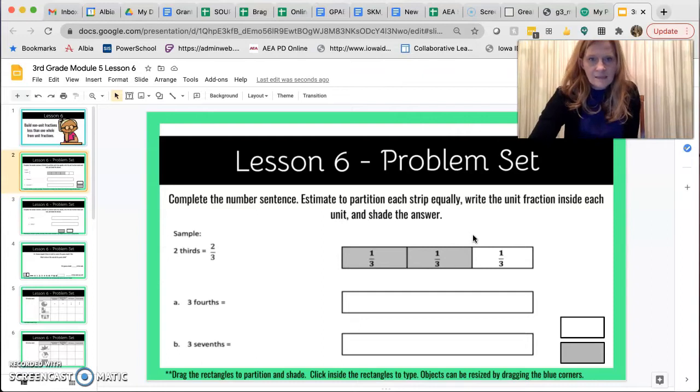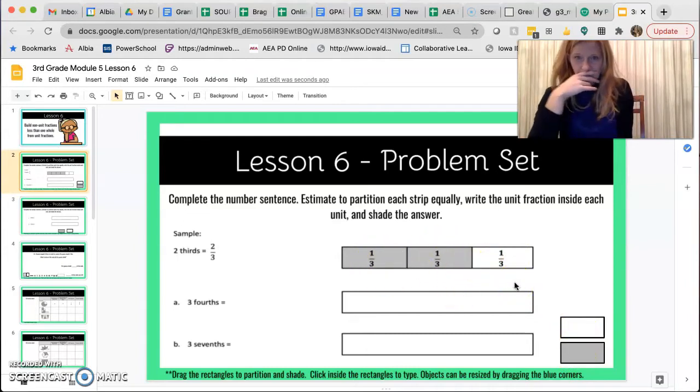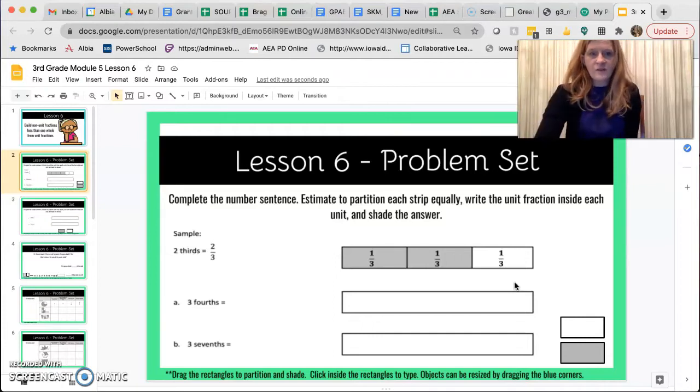Complete the number sentence. Estimate to partition the strip equally, then write a unit fraction inside each unit and shade the answer. Okay, so first, this first one's showing you 2/3. So they had to partition their boxes into thirds, and they did that with these white and gray boxes. And then they labeled it with thirds in each box. Okay, and you'll just type it in each box, and we'll go through this first one together.